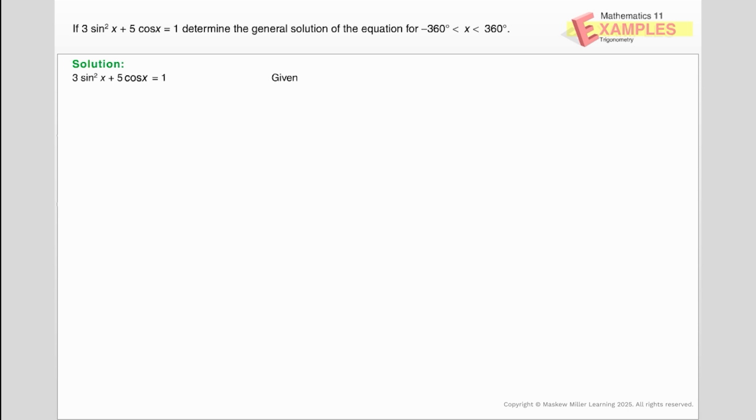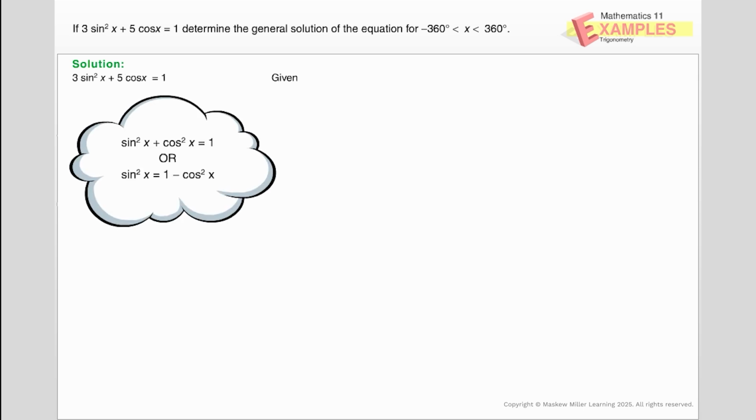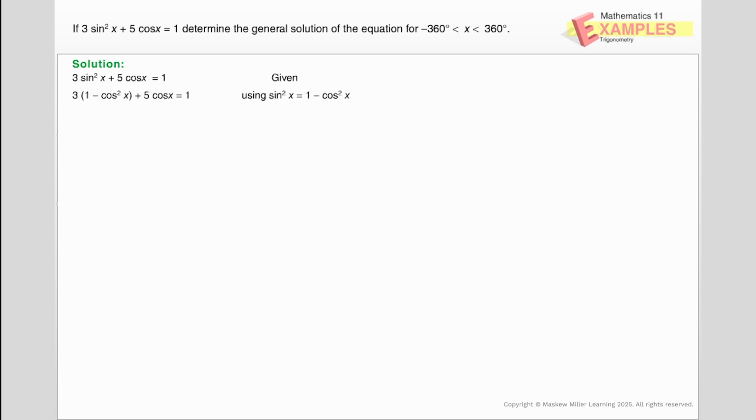Observe the cos x term in the equation. We can express 3 sin squared x in terms of cos x using the square identity. 3 times (1 minus cos squared x) plus 5 cos x equals 1. Expanding the brackets and subtracting 1 from both sides of the equation: negative 3 cos squared x plus 5 cos x plus 2 equals 0.